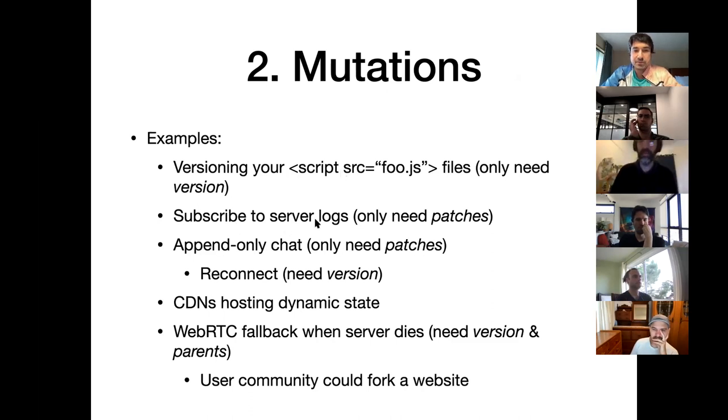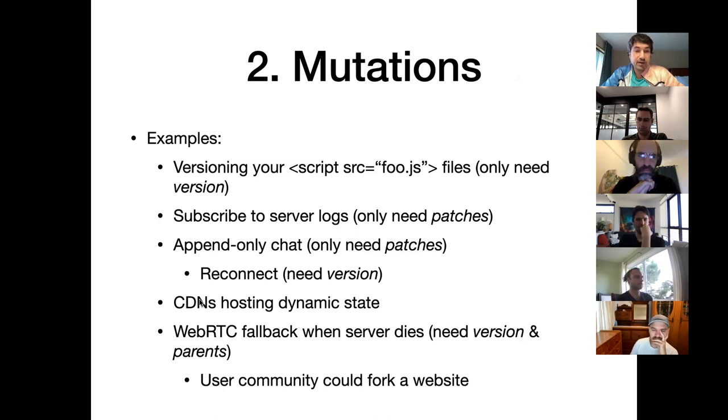If you just want to subscribe to some logs or have some append only log, then you only need patches. You don't need the versioning information. And let's say you have an append only chat, which we've been building. If you want to reconnect after an old version and not get all the old stuff, but just get the updates, then you just need to add a version field. You need to know what version it was when you disconnected, and when you reconnect, you say, I want everything from this version. So you can add that feature to your app, and you don't need to build the rest of it. You don't need a perfect synchronizer.